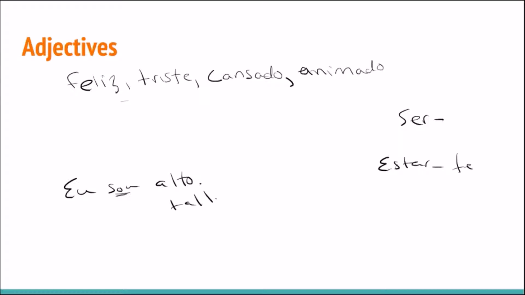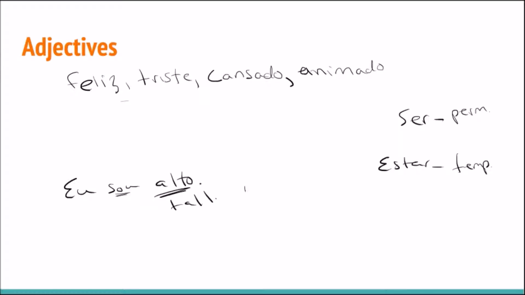Estar is more temporary, and ser is more or less permanent, okay? So for all of these, we can say estar: eu estou feliz, eu estou triste. I'm happy and I'm sad. Because you're not always happy 100% of the time, you're not always sad 100% of the time. But if you're tall, that's who you are, right?